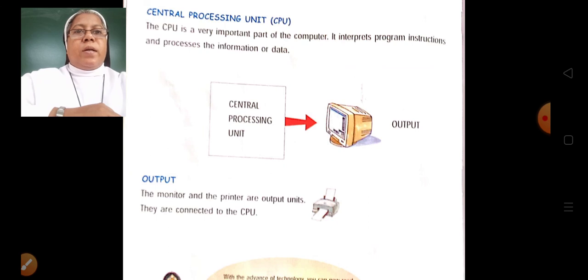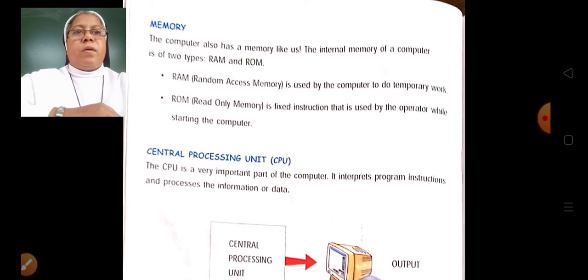Okay, central processing unit, CPU. Output: the monitor and the printer are the output unit. Okay, that is all. All of you read the lesson and study.